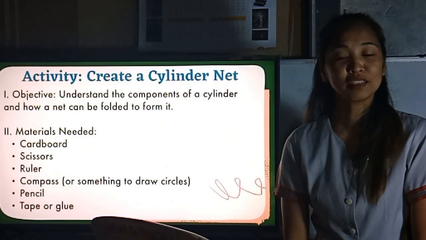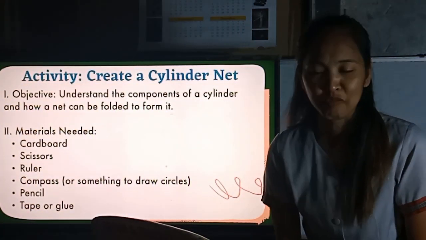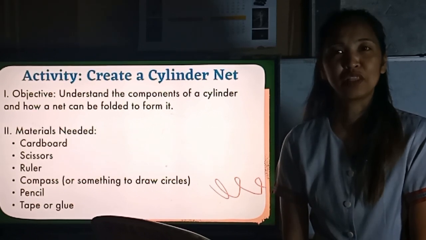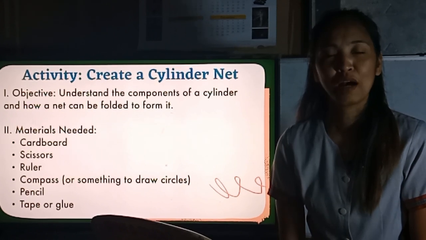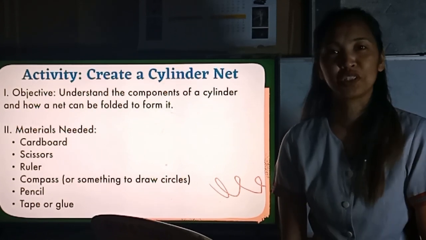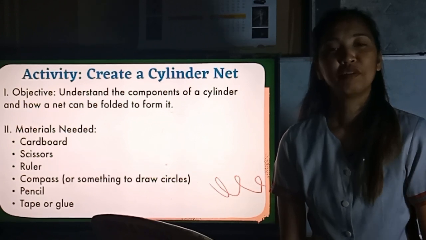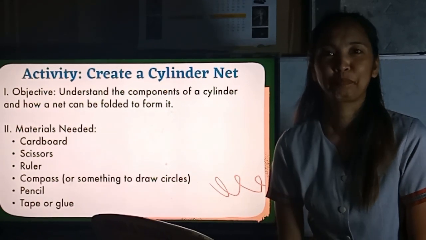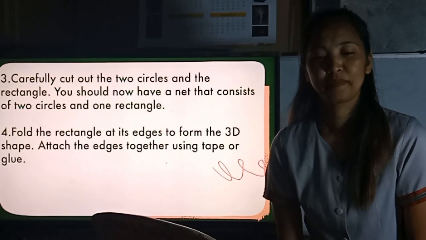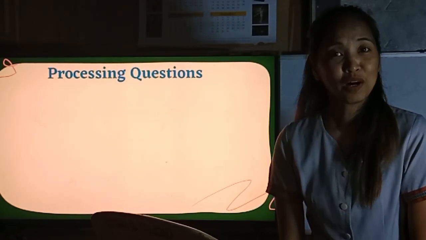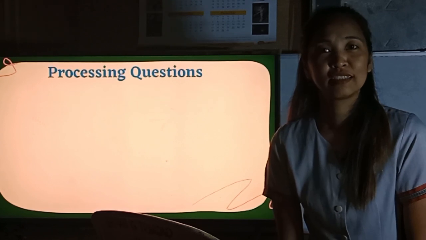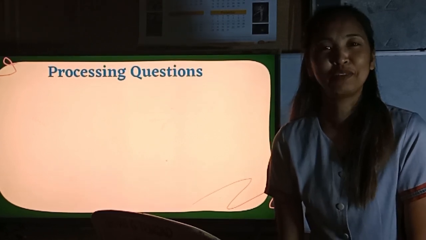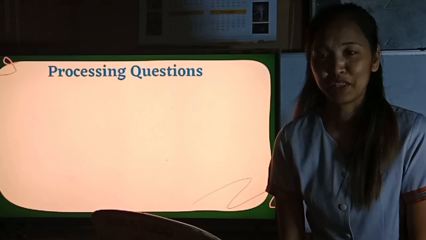Now, you may start doing the introductory activity entitled Create a Cylinder Net. The materials are already provided. You may now start following the instructions written on your activity sheet. What three-dimensional figure was created? Very good. So you created a cylinder.